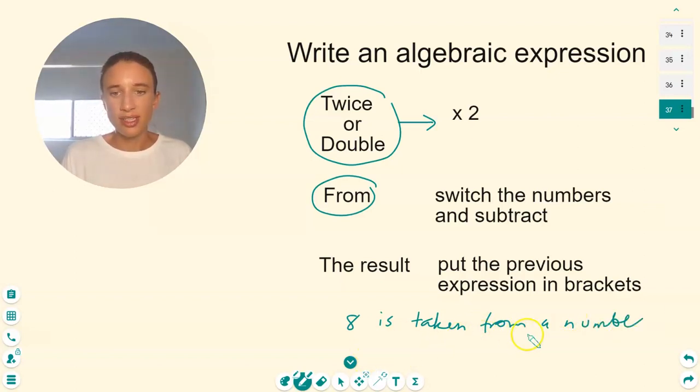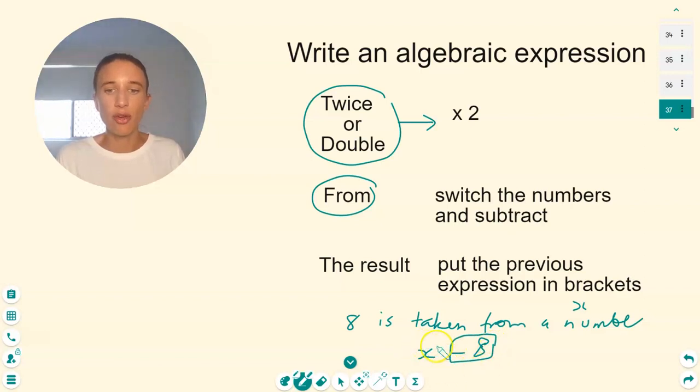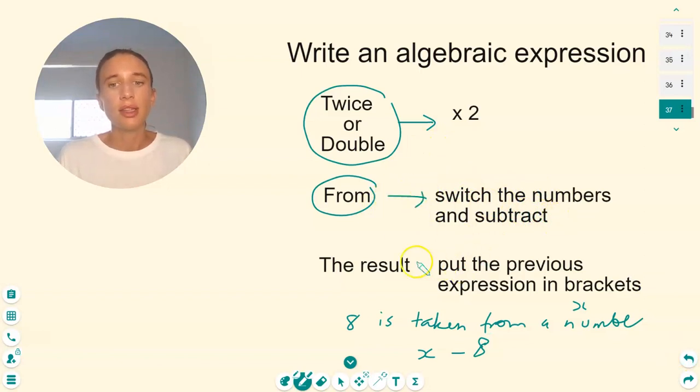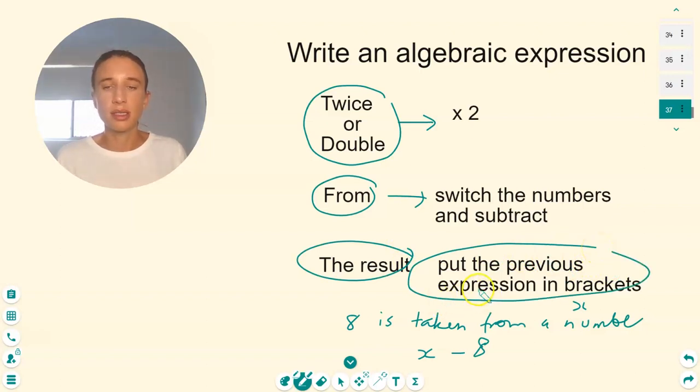Wherever I see that, I am going to make sure that I write x take 8 and not 8 take x. That's important because 8 is being taken away from whatever this is. So that's a really important note. From means switch the numbers and subtract. The result means put the previous expression in brackets.